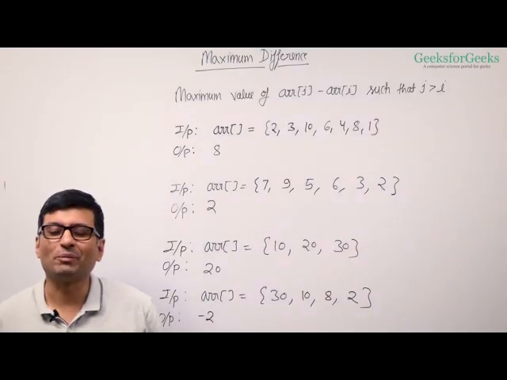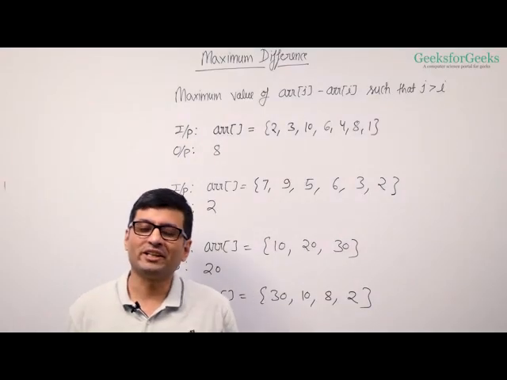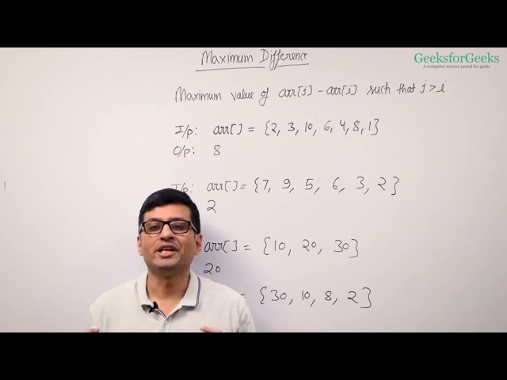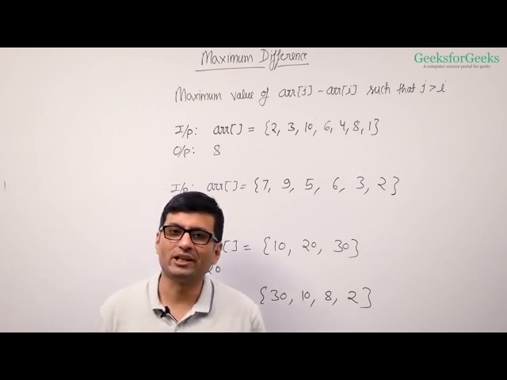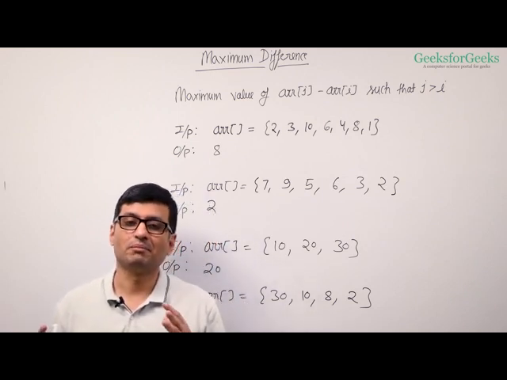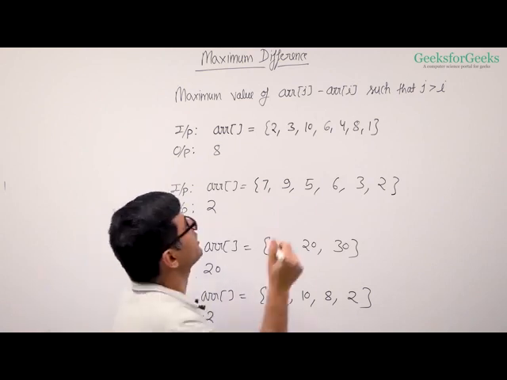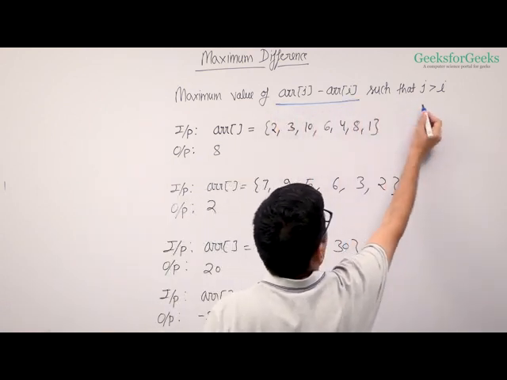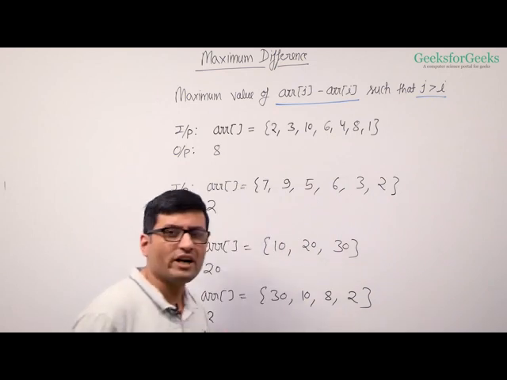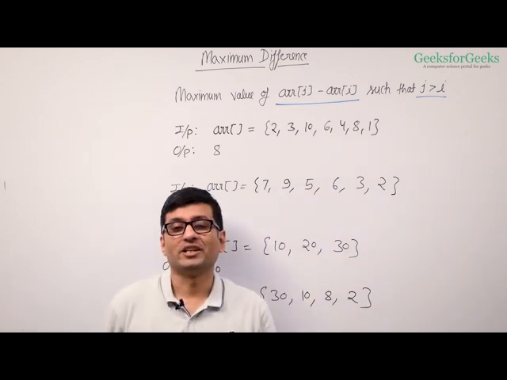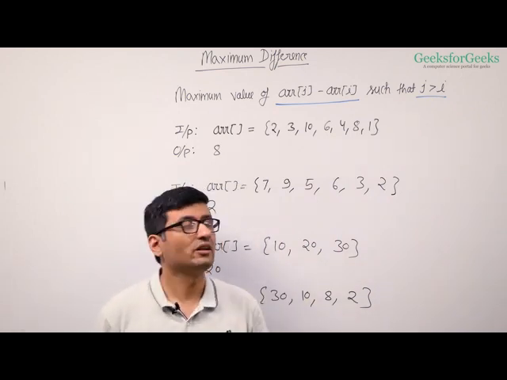Hi, let us talk about this problem. We are given an array of integers. We need to find out the maximum value of array[j] minus array[i] such that j is greater than i. So i and j are two indexes and j has to be greater than i.